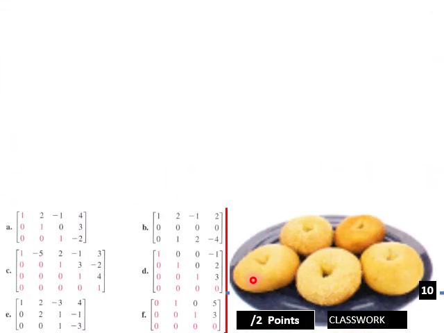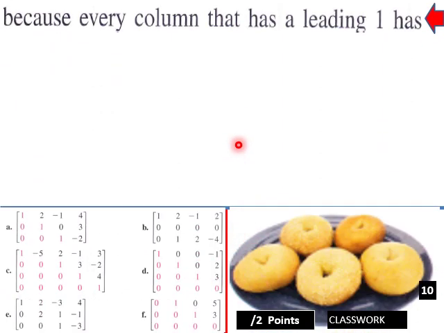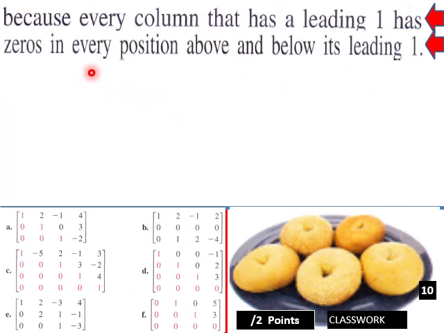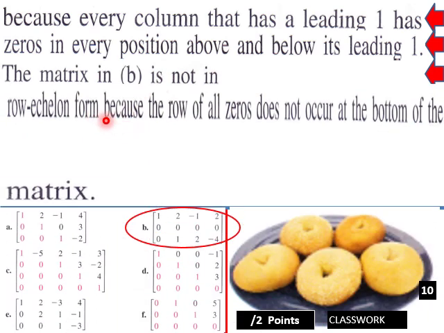Okay, so once we've got that out of the way: every column that has a leading 1 has zeros in every position above and below its leading 1. The matrix in B is not in row echelon form because the row of all zeros does not occur at the bottom of the matrix. So we don't have all zeros down here.